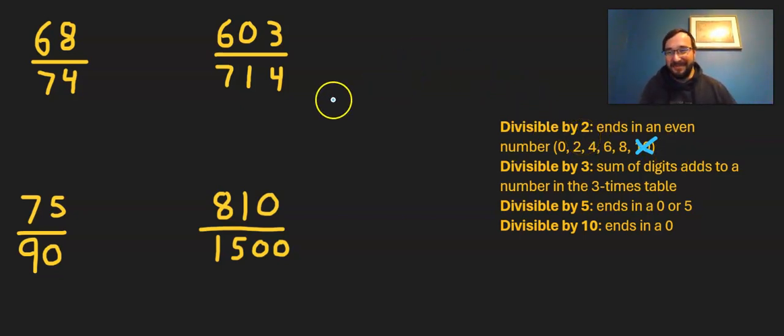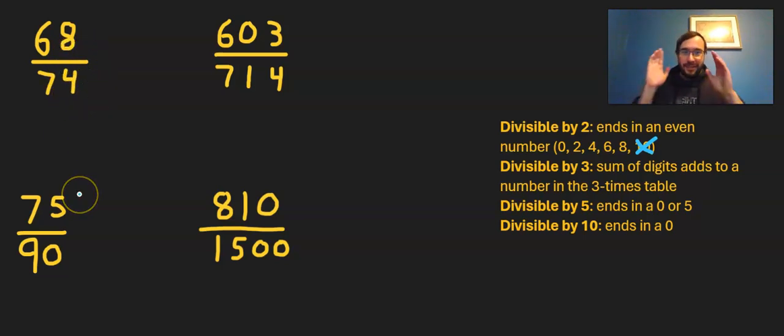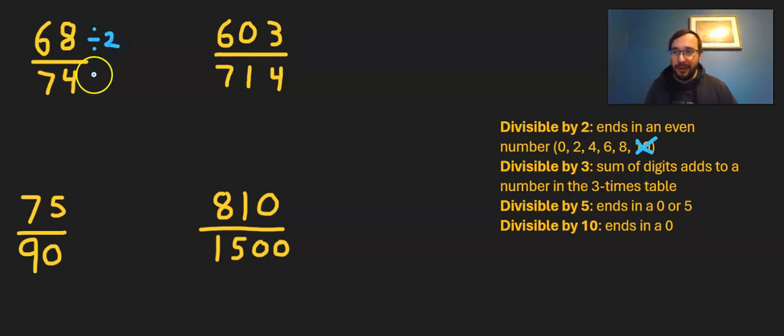So you can see on this first fraction here, 68 over 74, right away you can see that both numbers end in an even number. This one ends in an 8, and this one ends in a 4. So even if you're looking really hard at that fraction and you don't know where to start, a good starting point would be 2. And that's the thing about simplifying fractions. You don't have to simplify by the biggest number right off the bat. The whole point of this is to just take your time.